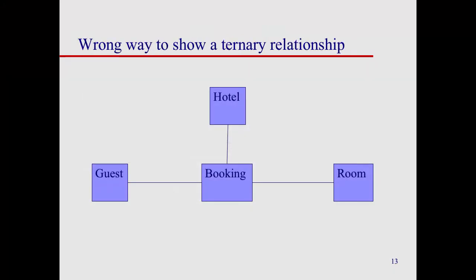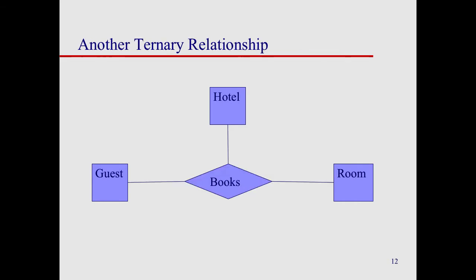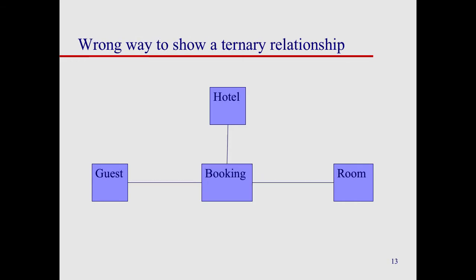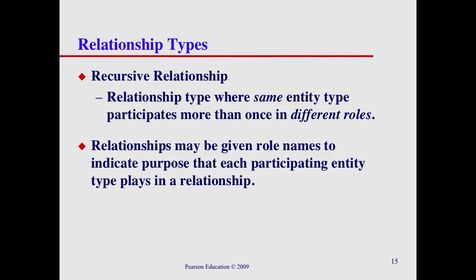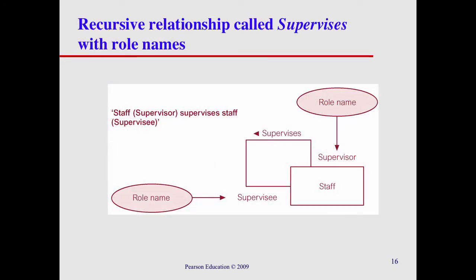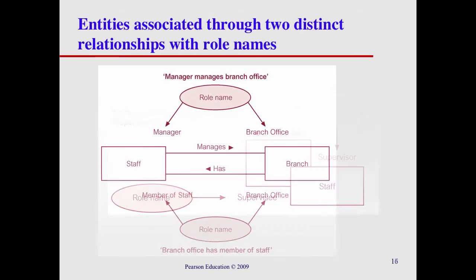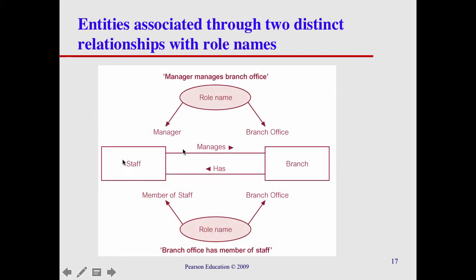Okay, then making sure that you don't represent ternary relationships as an entity, because generally relationships end up as relations in your database, but that doesn't make them an entity. So you shouldn't show them as an entity in your ER diagram. You need to show them as a relationship.